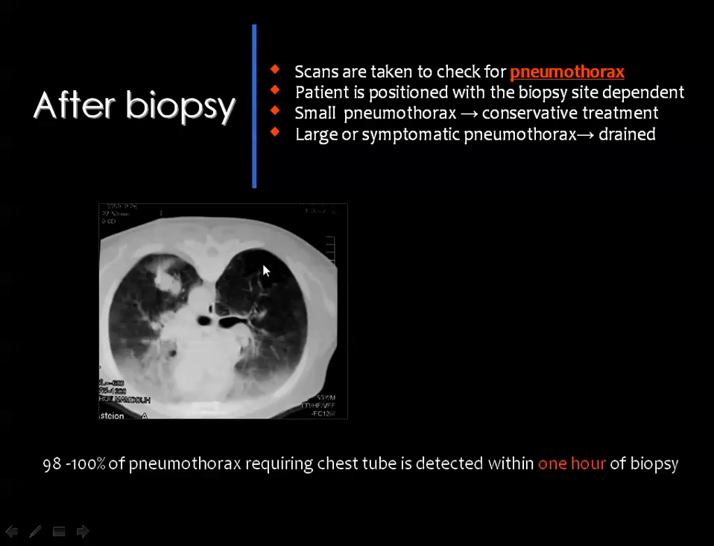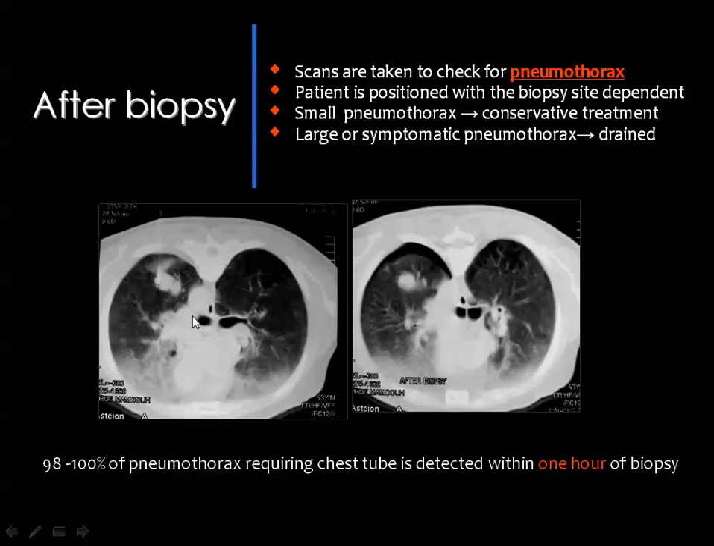This is a lesion which is posteriorly located in the lower lung lobe, and we put the patient in the prone position. This is the needle passing a little bit through the lung parenchyma, hitting the lesion, and you can easily appreciate this opacity, which means some bleeding in the pulmonary parenchyma here.